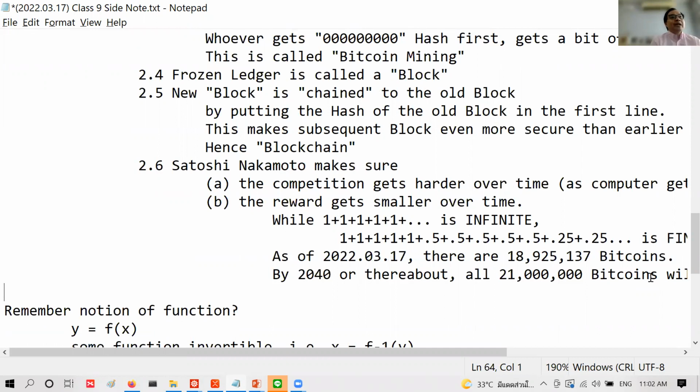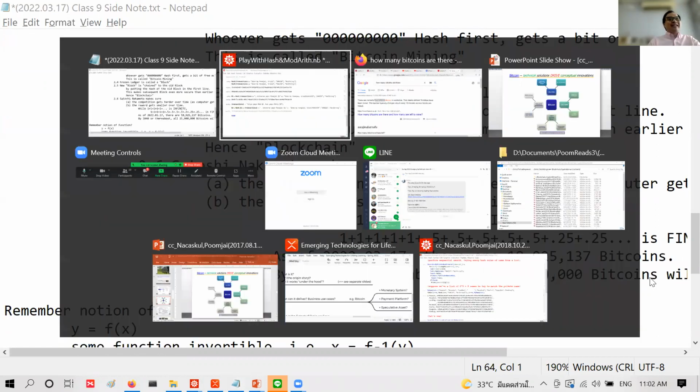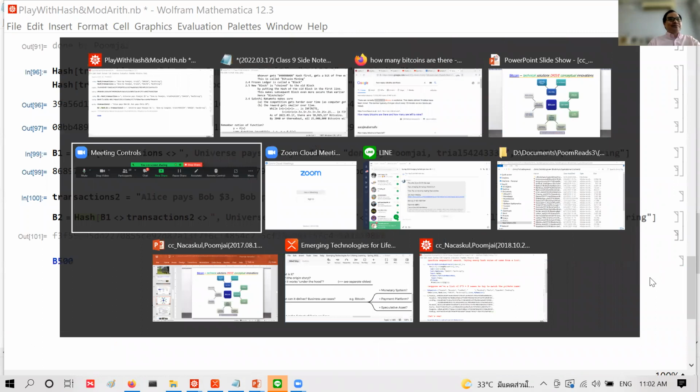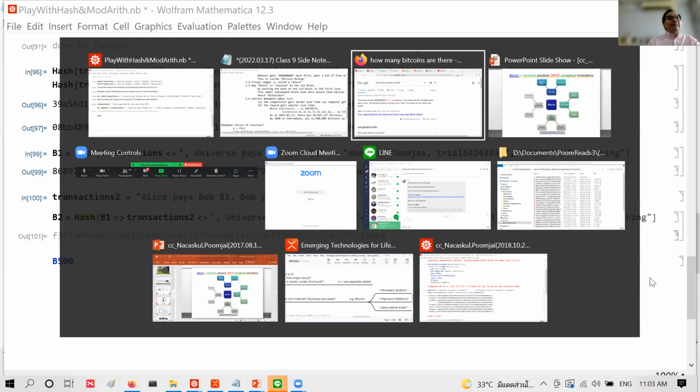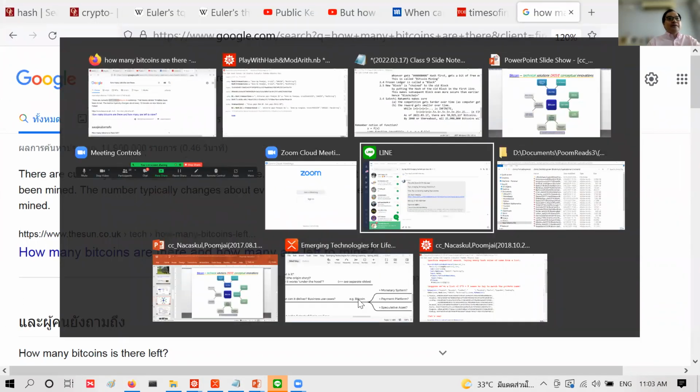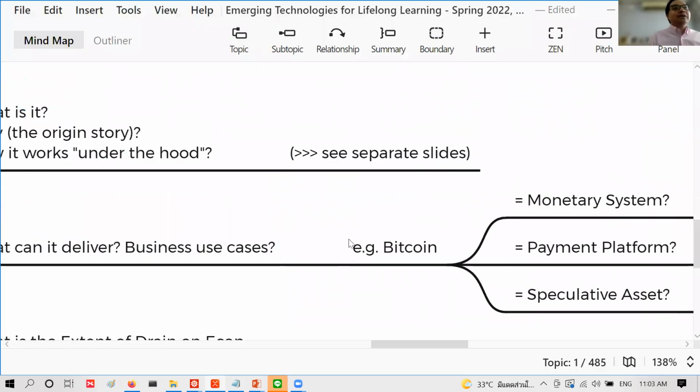I really want to almost stop the lesson here, but I can't, because now we get to this bit. What happens to society once Bitcoin lands? So let's get to the mind map. I think I turned off the mind map there.